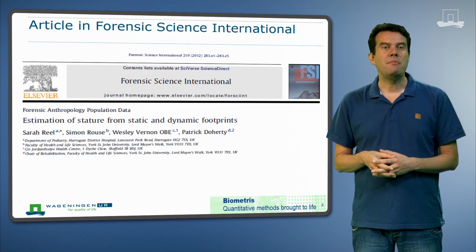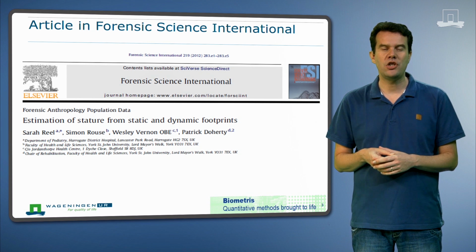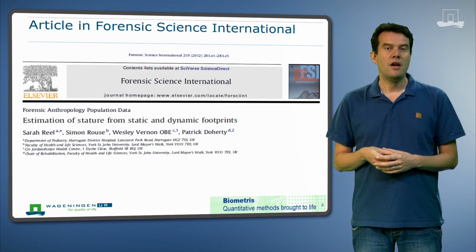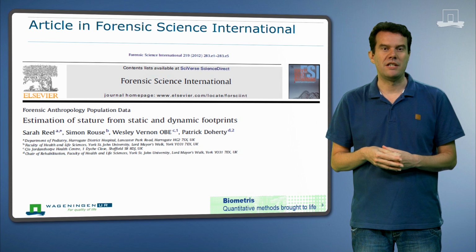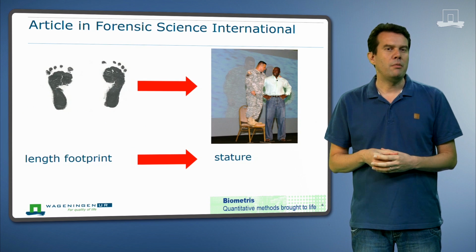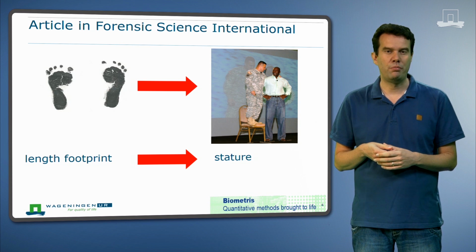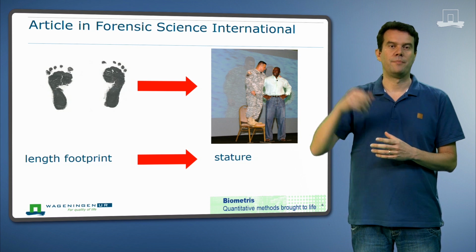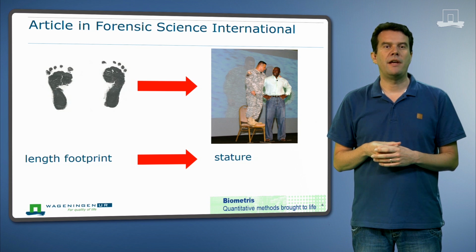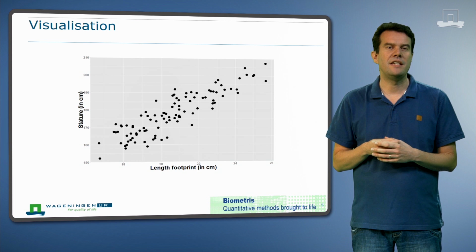In this paper, Estimation of Stature from Static and Dynamic Footprints, in the journal Forensic Science International, the authors try to estimate a person's height or stature as accurately as possible from footprints. As you will probably intuitively grasp, there is a relation between somebody's stature and their footprints. Larger footprint lengths are likely to correspond to a larger stature. Probably the famous basketball player Michael Jordan has a larger footprint length than the soldier next to him on the chair. This is visualized in this scatter plot.